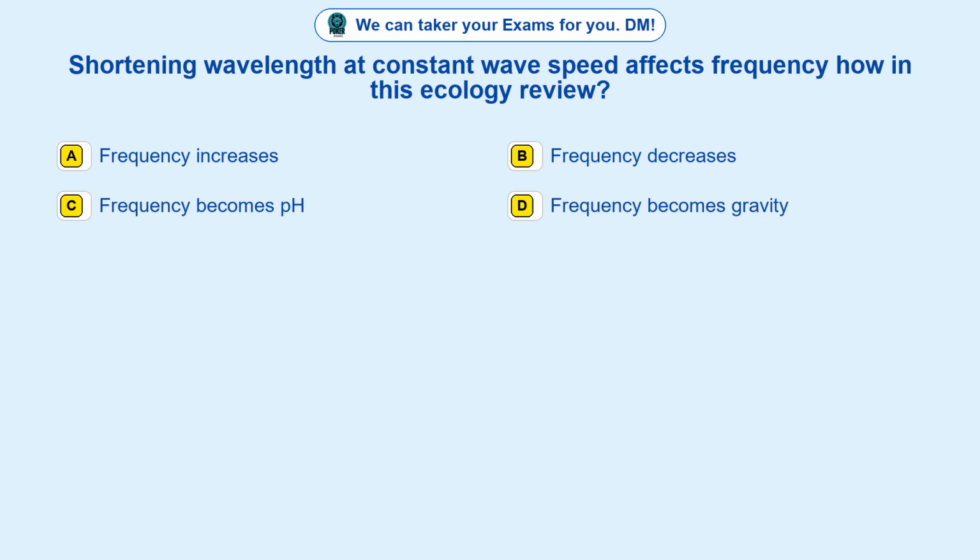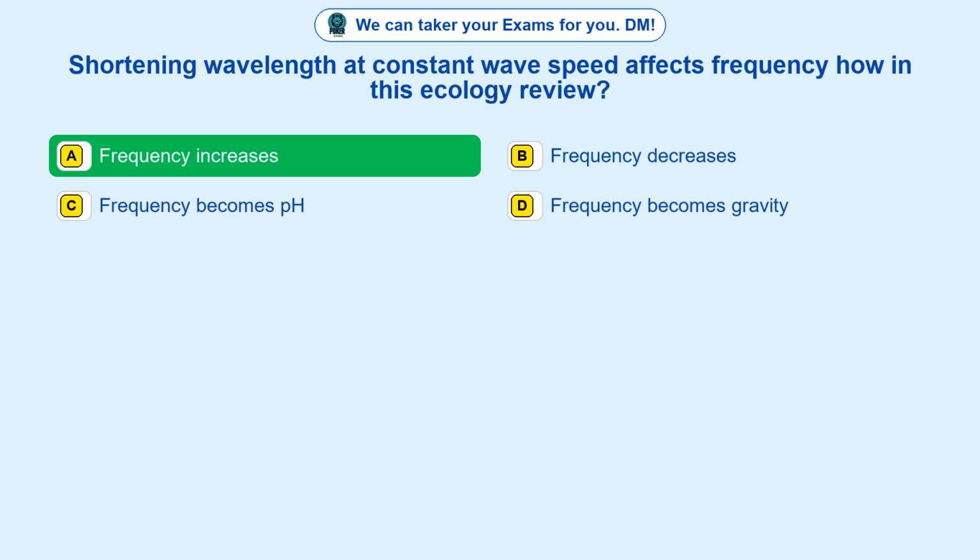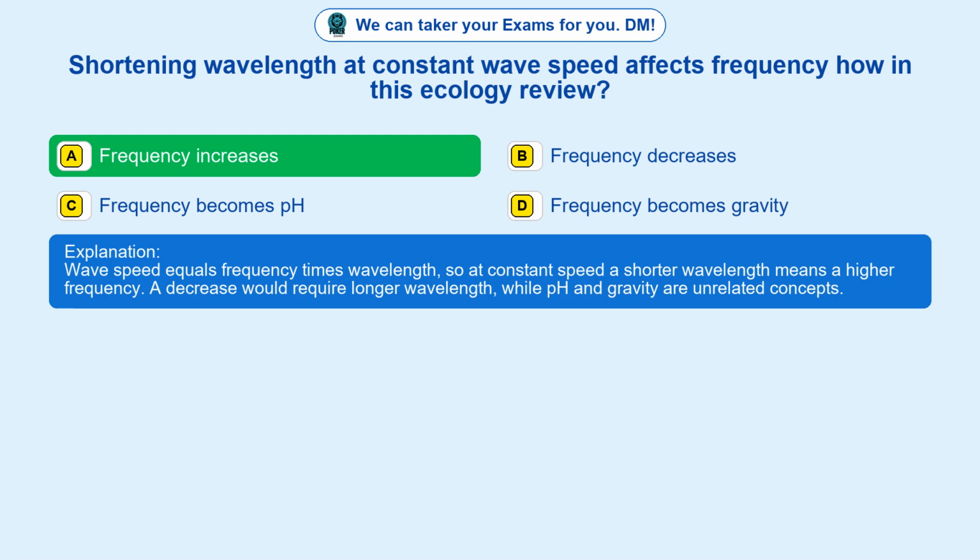Question 68. Shortening wavelength at constant wave speed affects frequency how in this ecology review? Option A, frequency increases. Option B, frequency decreases. Option C, frequency becomes pH. Option D, frequency becomes gravity. The correct answer is option A, frequency increases. Wave speed equals frequency times wavelength, so at constant speed a shorter wavelength means a higher frequency. A decrease would require longer wavelength, while pH and gravity are unrelated concepts.